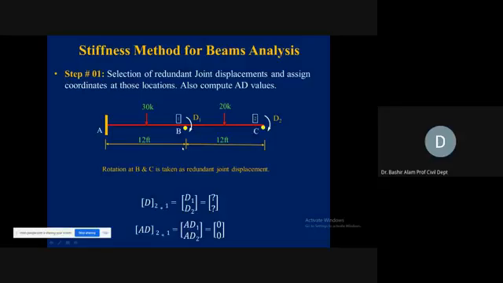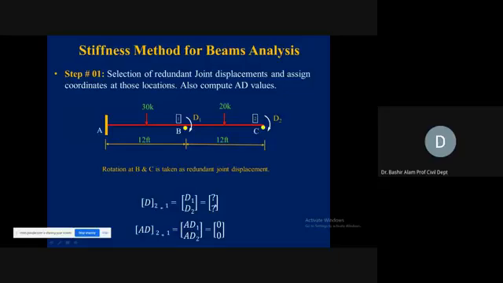So step number 1, we are starting now. Selection of redundant joint displacements and assign coordinates at those locations. Also compute AD values. So now this D1 and D2 is giving you the base also for selecting the AD1 and AD2 values. D1 and D2, you can see clearly, are clockwise. D1 is the rotation at B and D2 is the rotation at C.